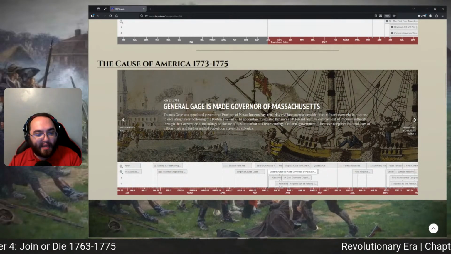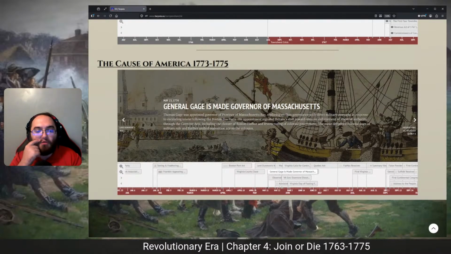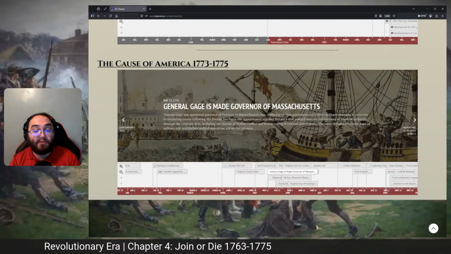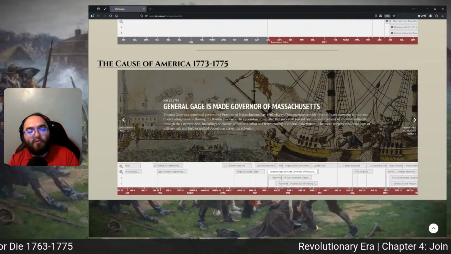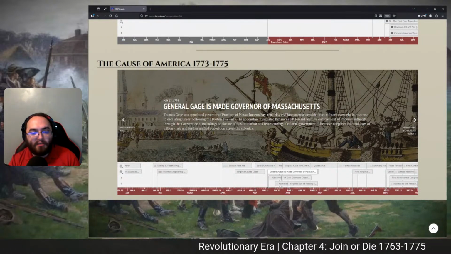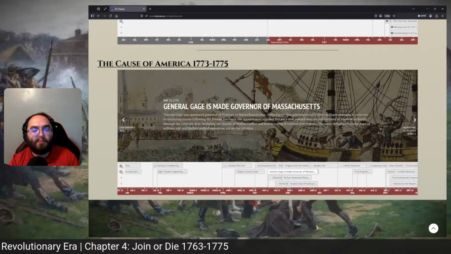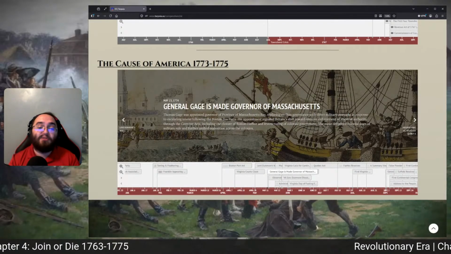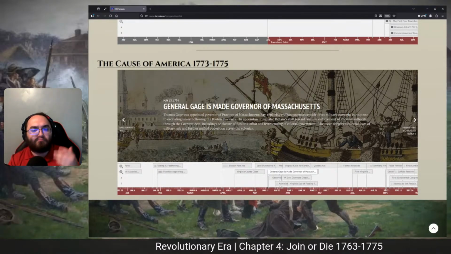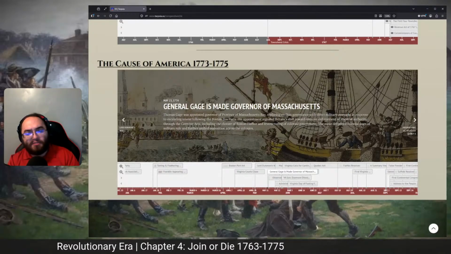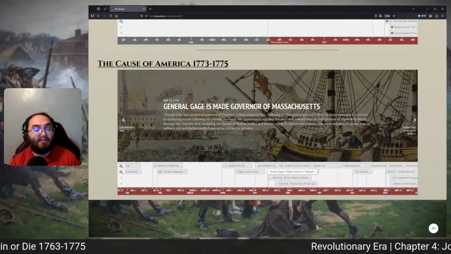Let's see. Governor Gage is made governor of Massachusetts. Thomas Gage was appointed governor of the province of Massachusetts Bay, replacing civilian governance with direct military oversight in response to escalating unrest following the Boston Tea Party. His appointment signaled Britain's shift toward coercive enforcement of imperial authority through the Coercive Acts, the Intolerable Acts, including the closure of Boston Harbor and restructuring of colonial government. The move deepened colonial fears of military rule and further unified opposition across the colonies.